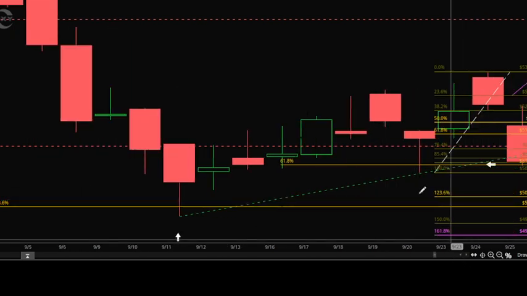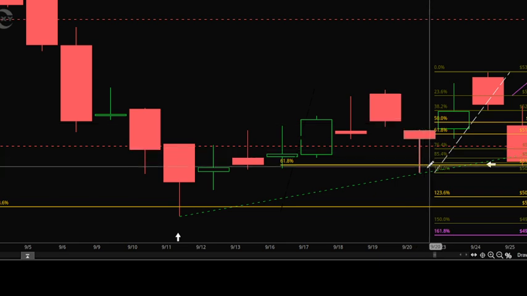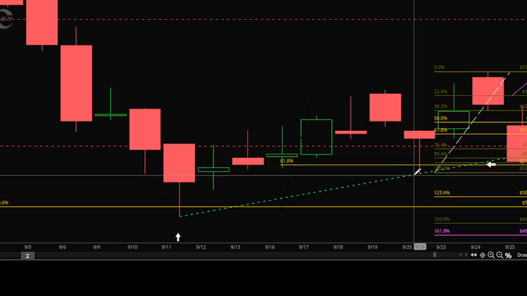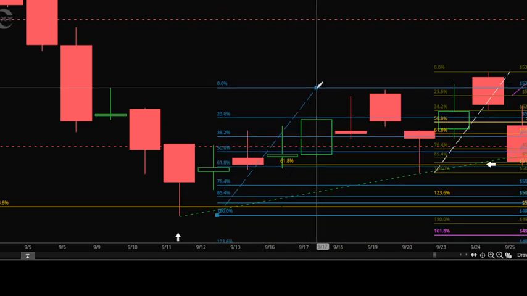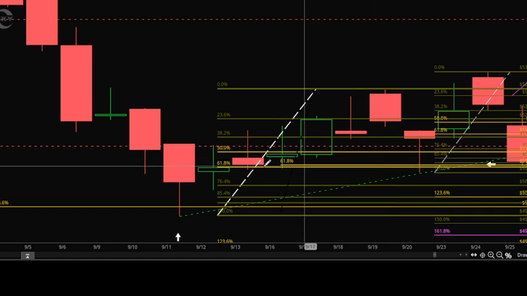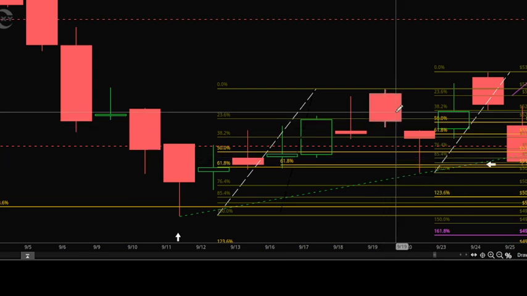Alright, so now we got a big pullback, okay? I already took profit here. The next day he's pulling back. Now I need to know where it came back from. So I'm going to get this whole move. And man, it came right back to 61.8. That is a big push higher, or at least a fast push higher, okay?